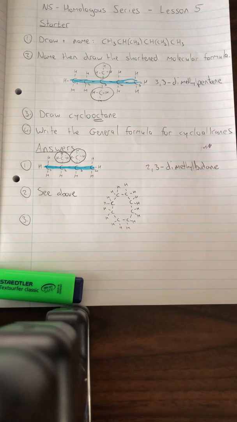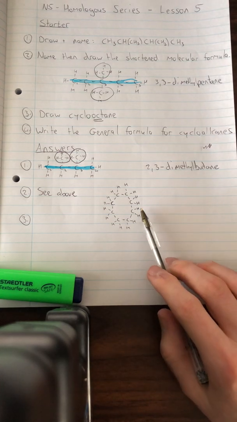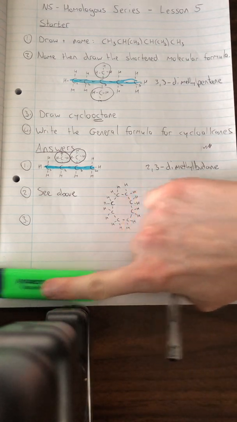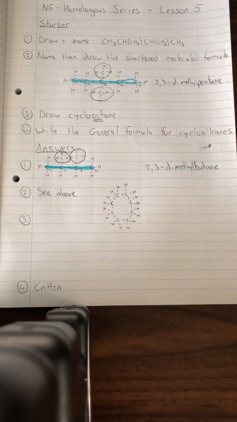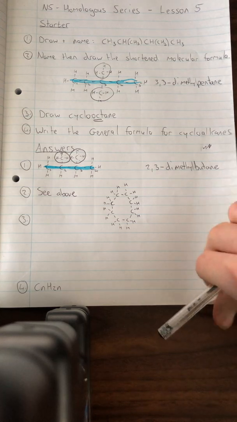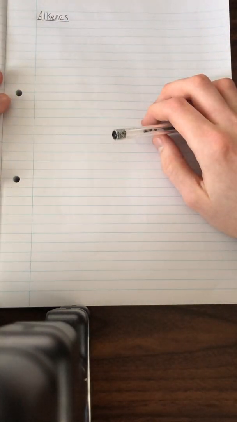And the last one, write the general formula for the cycloalkanes. We've got 2 hydrogens for every carbon, so that becomes CnH2n. So, well done if you got that. Right, now, what we're going to start on now is our last hydrocarbon.